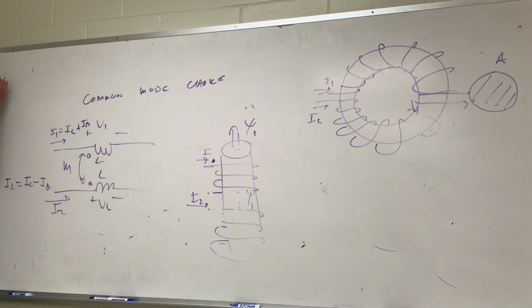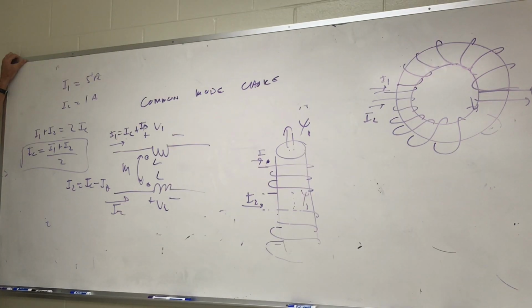I'm going to say I1 is equal to 5 amps and I2 is equal to 1 amp. If I add them up, add I1 and I2, that's 2 times I common. Do y'all see this? If you add that to this, you get 2 I common. So if I want I common, you add them up, divide by 2. It should make sense. How do you get I differential? You take I1 minus I2, and I common's gone, and you get 2 I differential. So I differential, we take that and divide by 2.